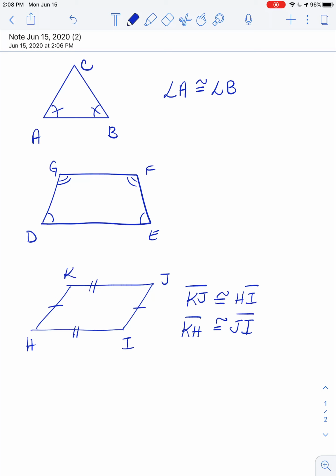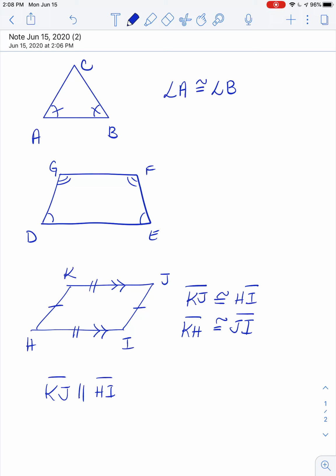And finally, with parallelism, there's a way to indicate that two segments are parallel on the diagram as well. We don't use tick marks this time, we use little arrows. So if I want to tell you that segment KJ is parallel to HI, I'm going to put a double set of little arrows here like this, indicating that those two segments are parallel.